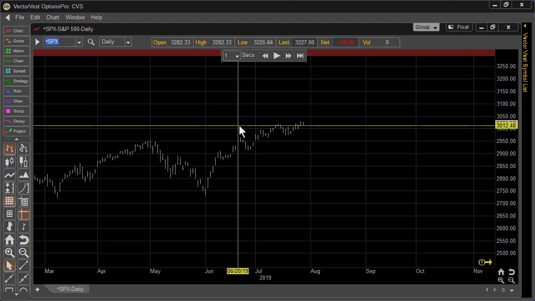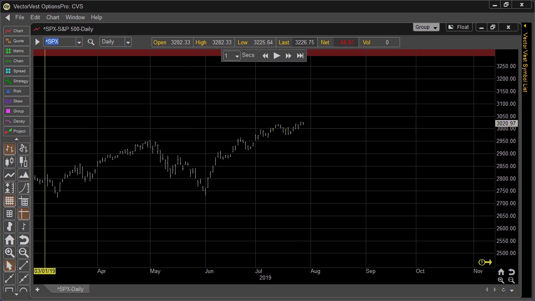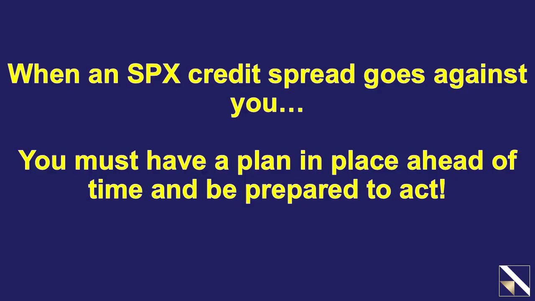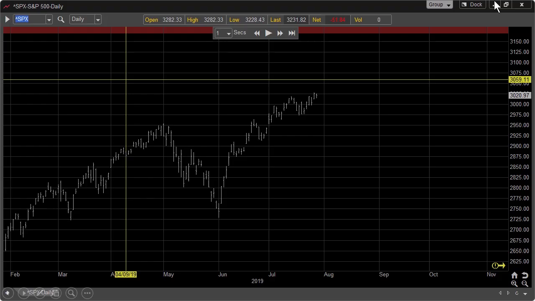Now, this was a trade that I placed back on July 29th. On July 29th, as I go through my slides, the market timing was in an up, a DEW up, like we use here in VectorVest. Okay, so that tells me to place a bullish trade. So I did.